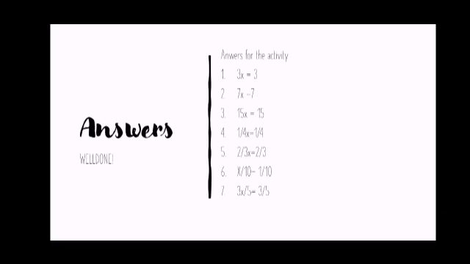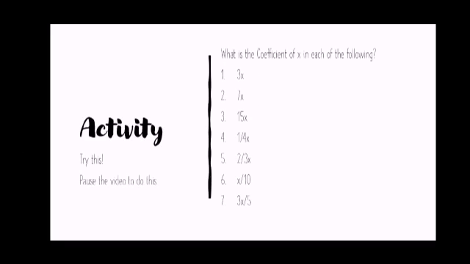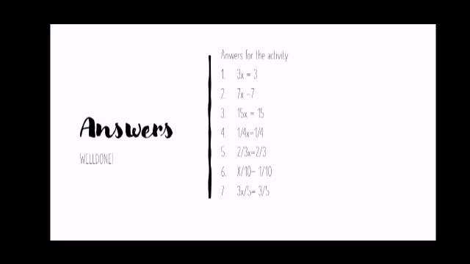Well done, guys. So these are the answers for the activity I just gave you. The first question was: what is the coefficient of x in each of the following? Number 1 was 3x, and the coefficient is 3, because you find the coefficient of the x in each question. If you got that right, well done. Number 2, 7x, is the same thing as number 1. The coefficient is 7.